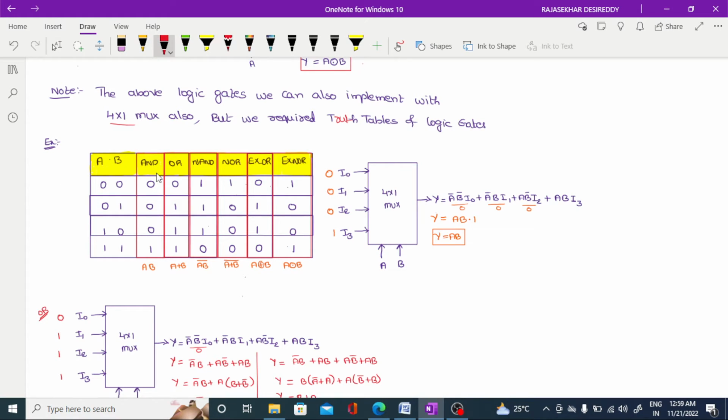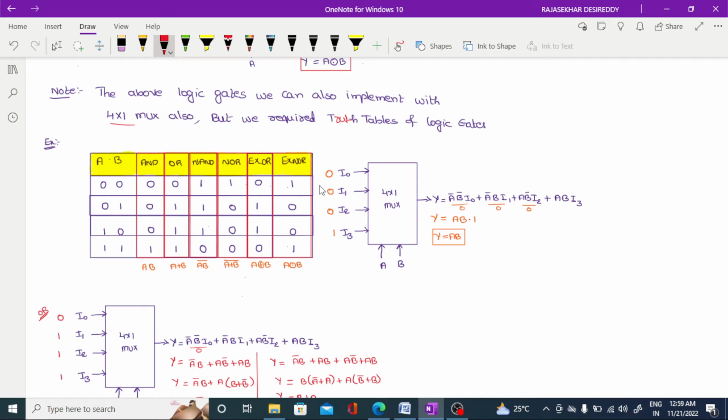Like what is the AND gate truth table? If A and B are the two inputs, 0 0, 0 1, 1 0, 1 1, 4 combinations, the AND gate output is 0 0 0 1. We know that the OR gate output is 0 1 1 1. The NAND gate is the complement of the AND gate, that is 1 1 1 0. The NOR gate, the complement of the OR gate, is 1 0 0 0. XOR gate is 0 1 1 0, and the XNOR gate, the complement of this one, is 1 0 0 1.